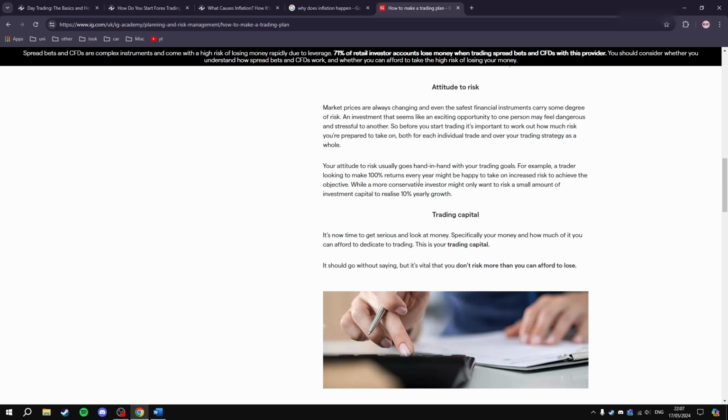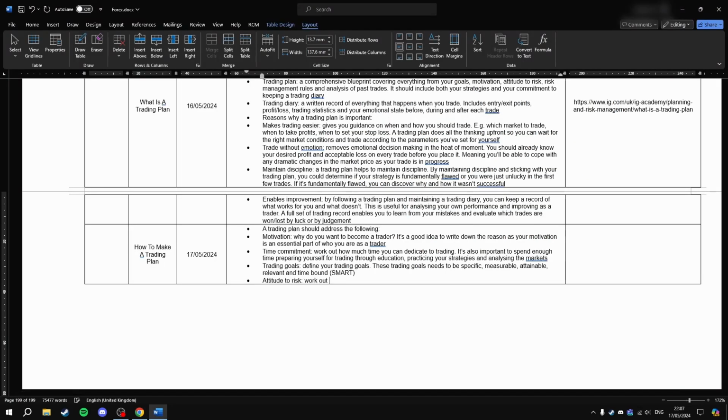Your attitude to risk usually goes hand in hand with your trading goals. For example, a trader looking to make 100% returns every year might be happy to take on increased risk to achieve the objective, while a more conservative investor might only want to risk a small amount of investment capital to realize 10% yearly growth.